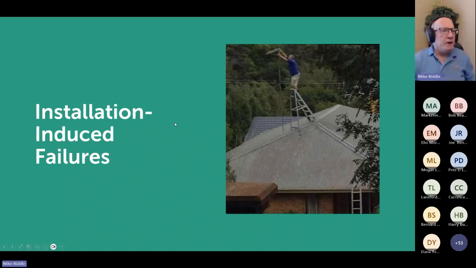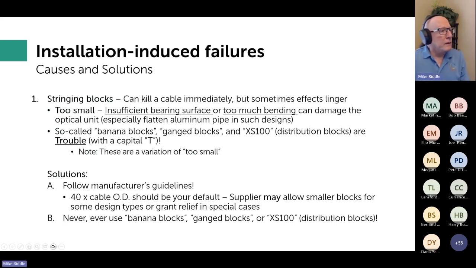Okay, so first up, we'll talk about all of the installation related failures. So like the guy in the picture who's setting himself up for problems, you can set yourself up for problems during the installation process. And the single biggest thing that damages cable during the installation process are the stringing blocks. You can complete a pull and find out that the optics are already having problems. And so that's what I mean by it can kill a cable immediately, or sometimes the effects may linger. It may not show up until later.